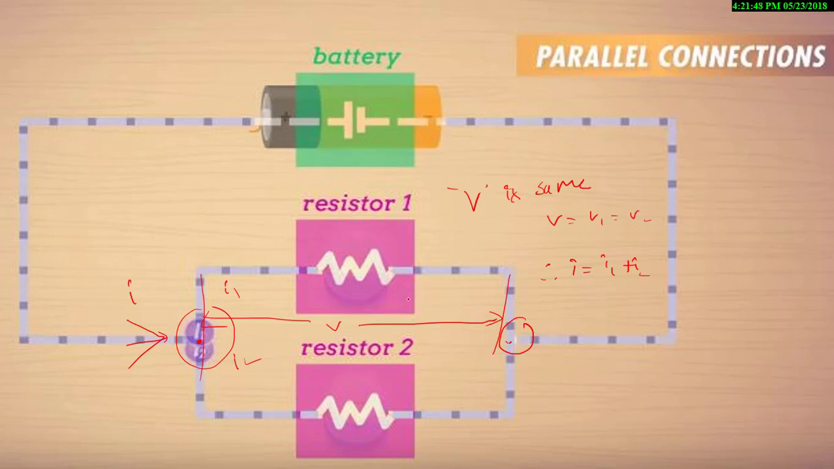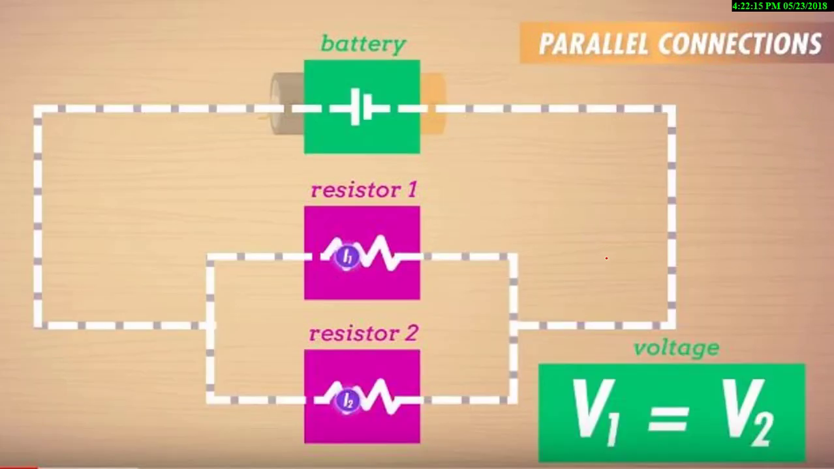Why? In parallel, the resistors are connected at the same ends, so the potential difference is the same. Therefore V is equal to V1 is equal to V2. And in a parallel connection, the current gets distributed at this node, so I is distributed as I1 and I2. So the total is I is equal to I1 plus I2. These two conditions are very important.